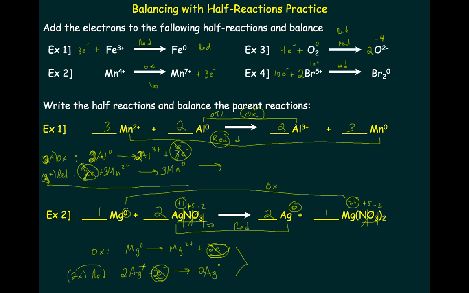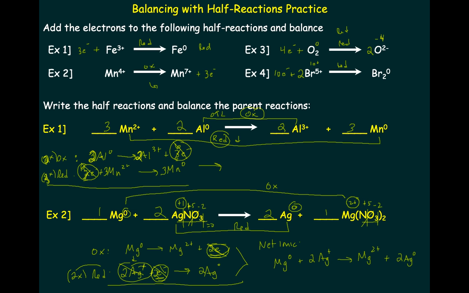If you wanted the net ionic, you would add these together and cancel the electrons. So my net ionic equation would be Mg0, right? Mg. What else is on the left side? Oh, I shouldn't have crossed that out. This has to be here. So Mg and then plus 2 Ag+, right? Arrow, and whatever's left over on the right, which would be Mg2+ plus my 2 Ag.